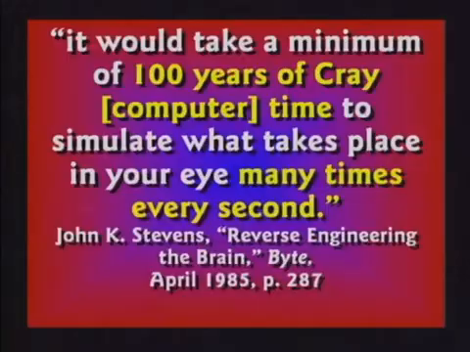What they're trying to say is God wouldn't have done it that way, so it must have evolved. But it's a dumb argument for evolution. Arguing against creation is not proof for evolution. They say it would take 100 years of Cray computer time to simulate what takes place in your eye many times every second. You can walk into the room and look around, and in 1 second, your eyeball picks up enough data to keep a Cray busy for hundreds of years, sorting out what you just saw in 1 second.